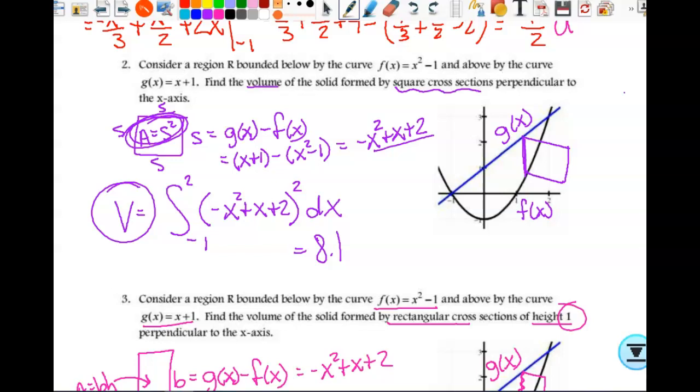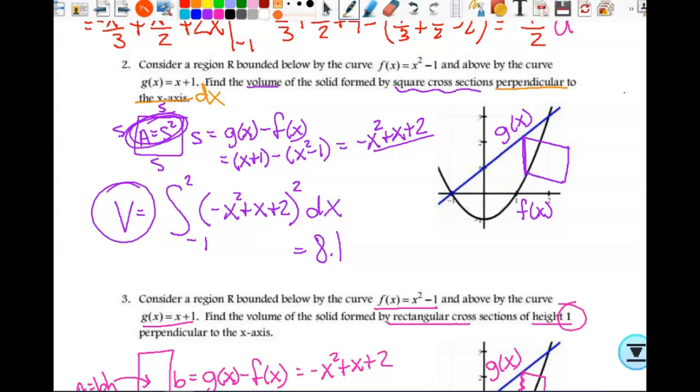All right, so squares. Square cross-sections. You pay attention to perpendicular to the x-axis, perpendicular to the y-axis. So perpendicular to the x-axis means it's a dx situation. So what is the shape of the cross-section? Square. And then I generate its formula in terms of x. Okay.